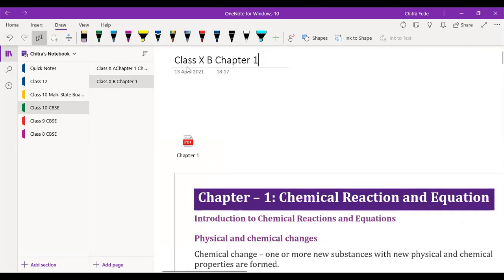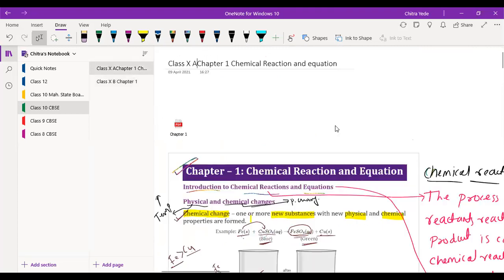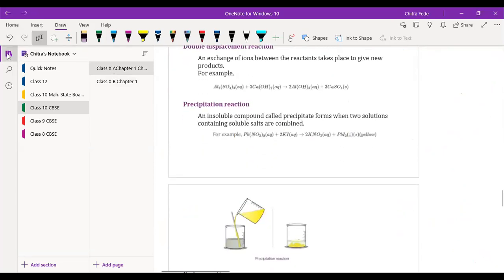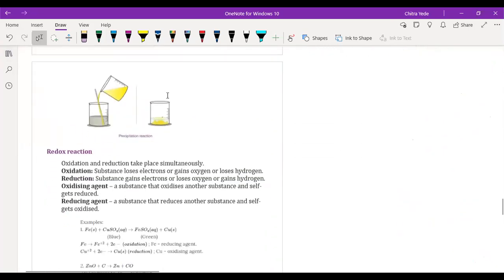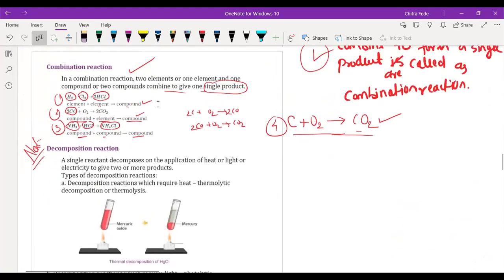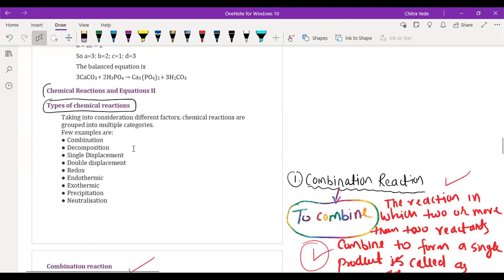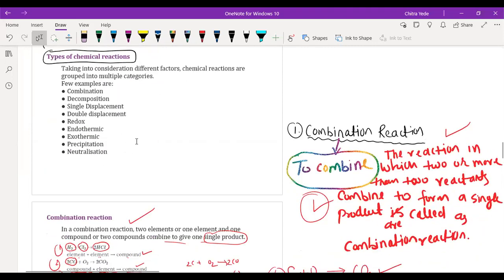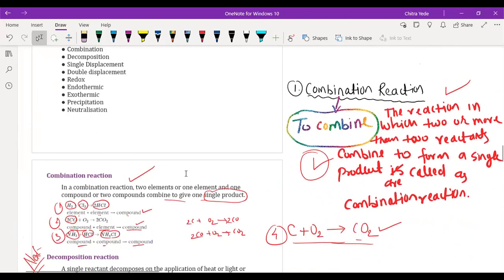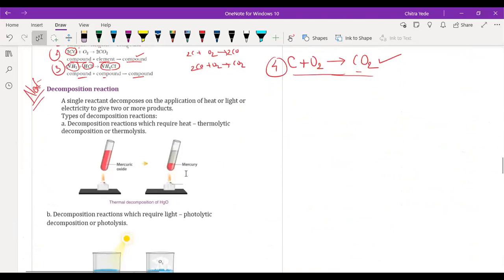Chapter 1. Okay. So we had discussed balancing the chemical reaction in our previous lecture. So today we are going to discuss the types of chemical reaction, right? I think we had discussed combination reaction also, na? Yes, sir. So today we will discuss decomposition reaction. Yeah, we have written here next.